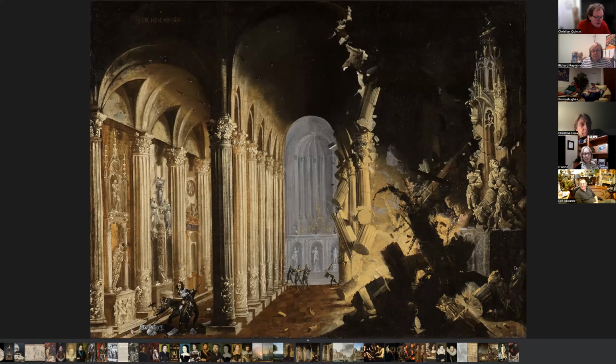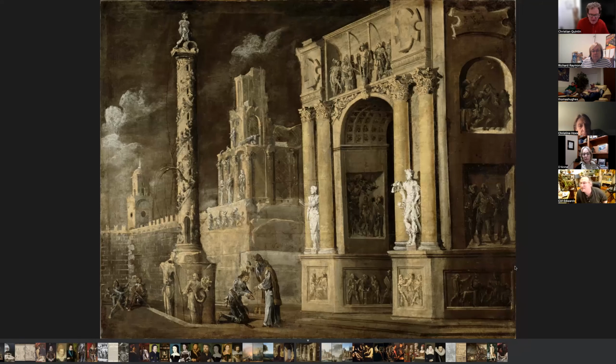It's highly, highly unusual. And the other painting I found of his, not of very high resolution, is this painting. This is painted in 1625, and it's Samuel anointing Saul. You can see a very unusual style.